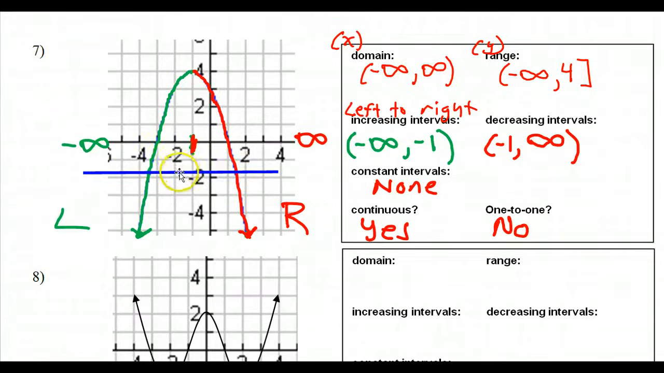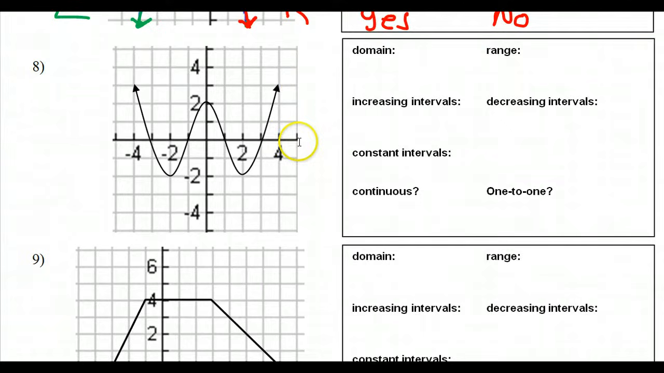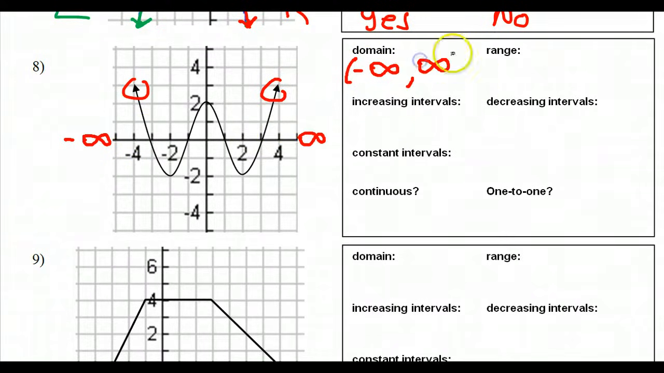All right, let's take a look at the next one. Looking at number 8. First of all, the domain. The domain is going to be the x values, so how far it goes from left to right. Looking at these arrows, I can see this graph goes to the left forever. So that's negative infinity. And this graph goes to the right forever. That's positive infinity. So that's going to be your domain.